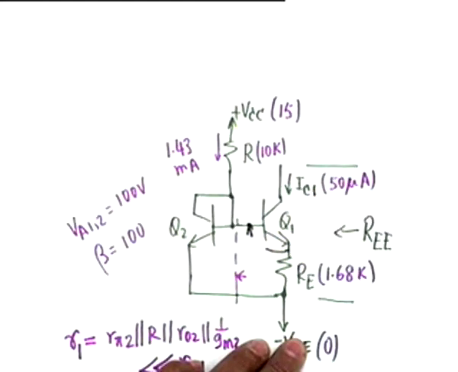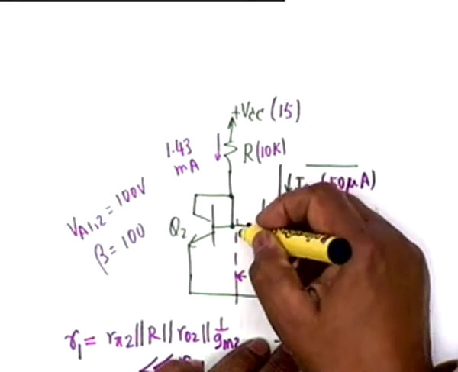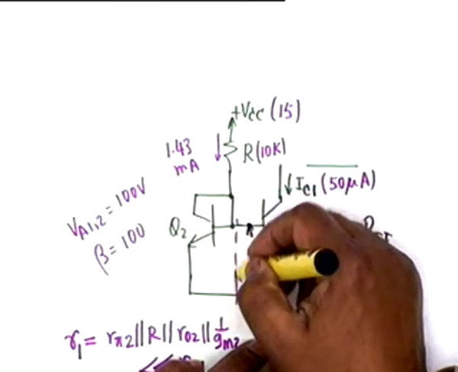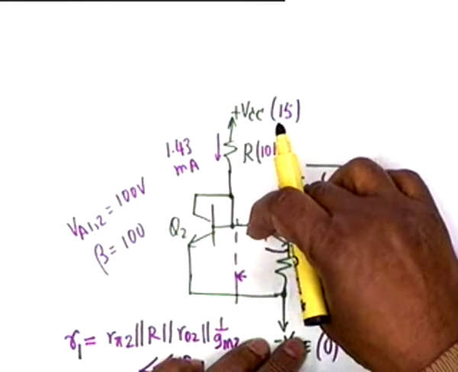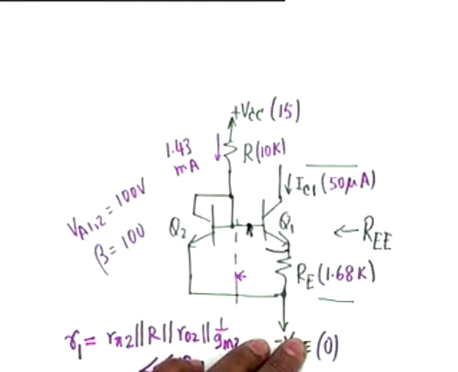And so we have neglected I1. You see this resistance, the resistance looking here was approximately 0 compared to R pi 1, this was negligible, and therefore it is connected to ground. Is that okay? Yeah.